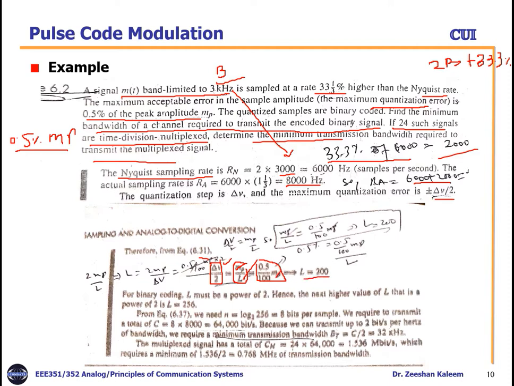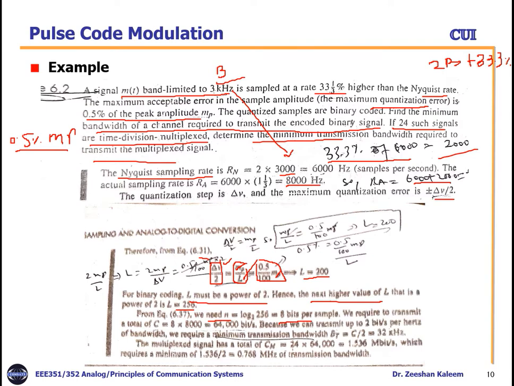Now, for binary coding, L must be a power of 2. Hence, the next higher value of L that is a power of 2 is 256. So we approximate it to 256 because we need a power of 2. The number of bits required is n equals log2 L, which is log2 256, so 8 bits per sample. It means that for each sample we are transmitting 8 bits.